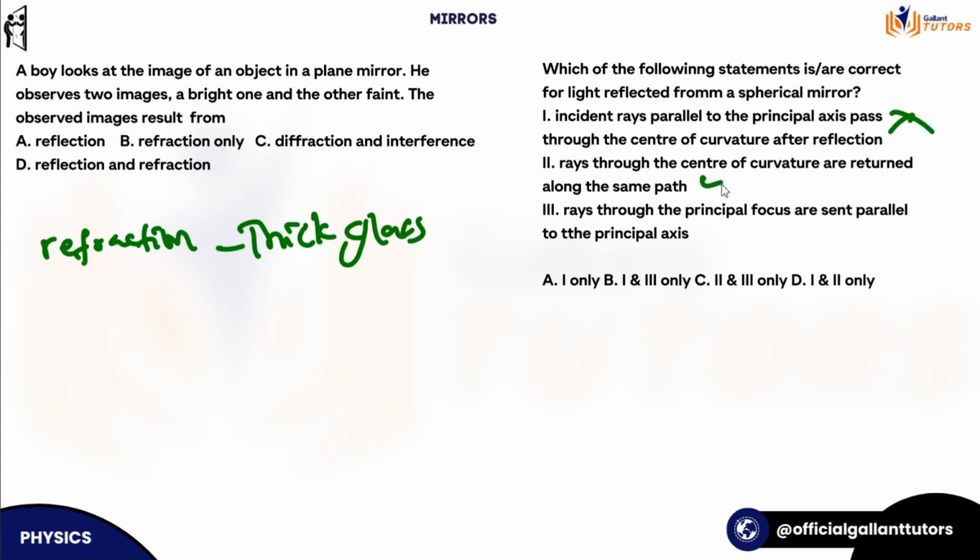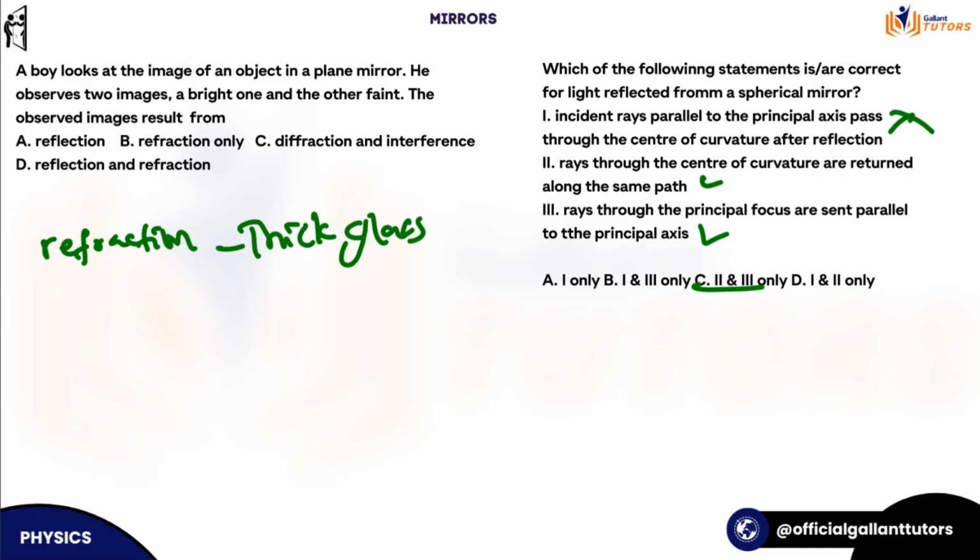Now, let's check the next one. Rays through the principal focus are sent parallel to the principal axis. This is also true. So, what's the correct option? Simple and easy, easy peasy. So, C is the correct option.